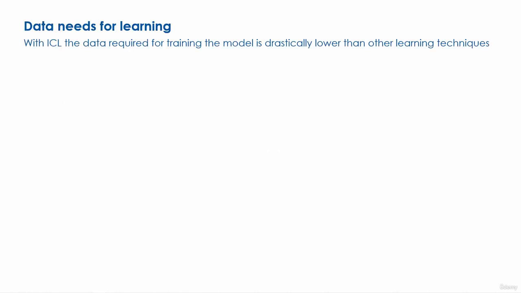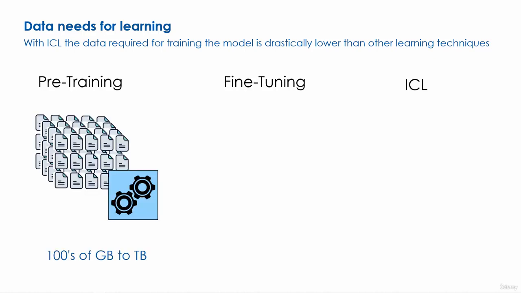What makes this example-based learning phenomenon interesting is the fact that it needs far less data compared to other learning phenomena. Before proceeding, let's compare the data needs for pre-training, fine-tuning, and in-context learning. For pre-training, hundreds of GB to a terabyte of data is needed. Now with newer models, we may see this number continue to grow.